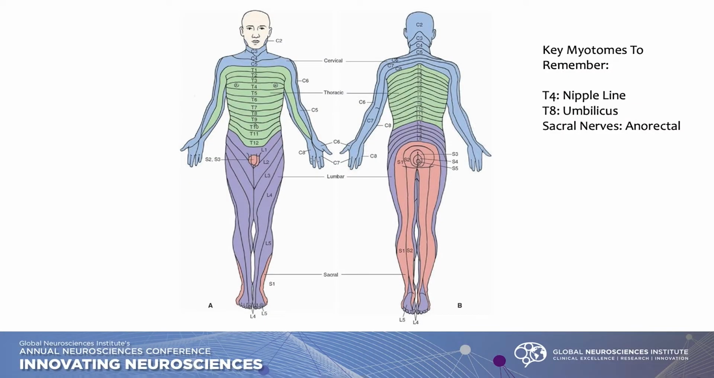So some myotomes are important to recognize. We do have a typo at T8. It's actually T10 that is the umbilicus. But really what this is demonstrating is where the patient may have a sensory level, or where their muscular deficit may lie. And in each of the colored segments, you can see where the cervical nerves innervate, the thoracic nerves, and then into your lumbar spine, sacral nerves.